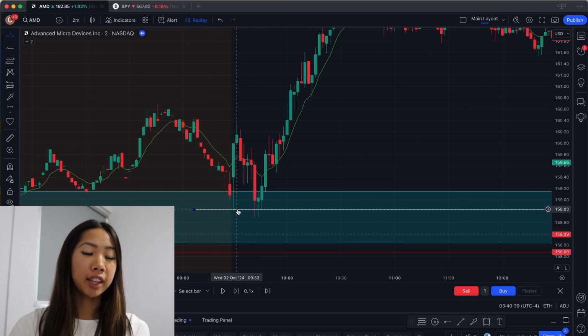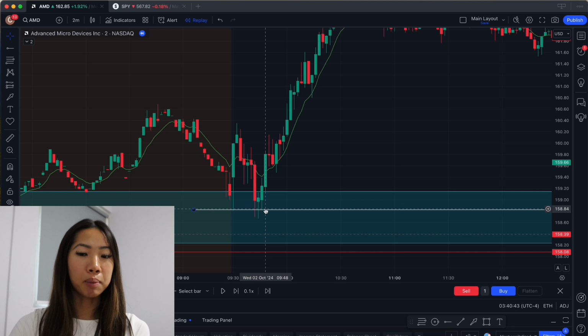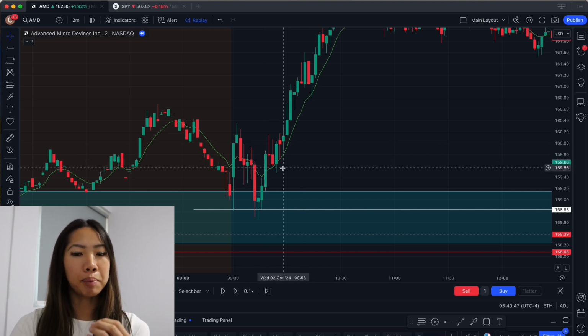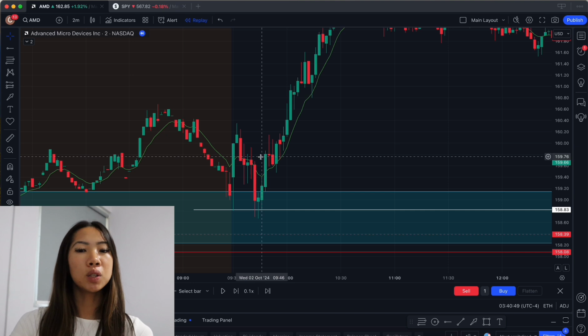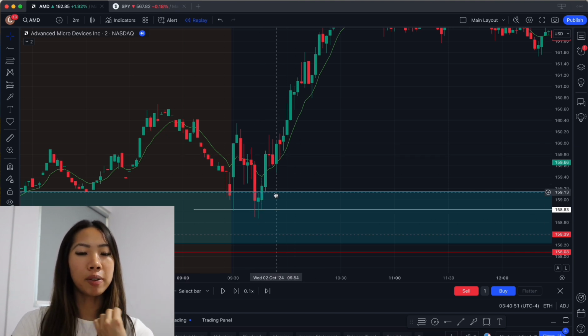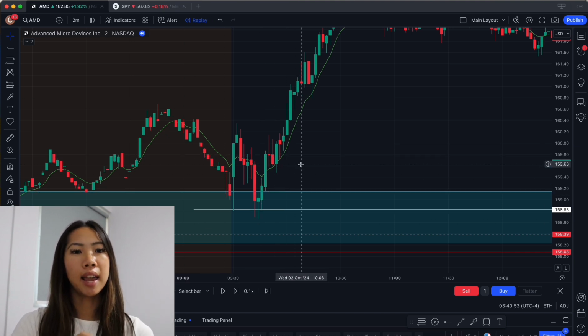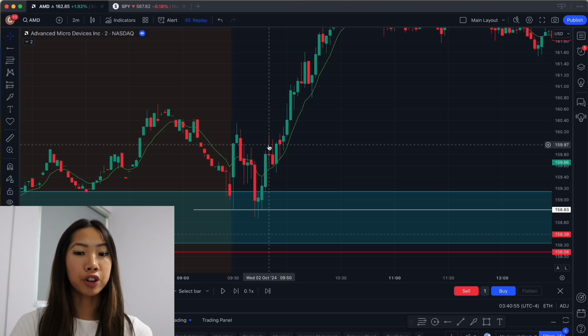Then you have a rejection at the low of day. Price is not able to break below and hold. It's wicking. Now price is holding above the 9 EMA. So those are the confirmations that I have that price is going to go bullish. So this is what I mean. I see so many confirmations, so many confluences, and because I see all that, I'm going to enter a trade.